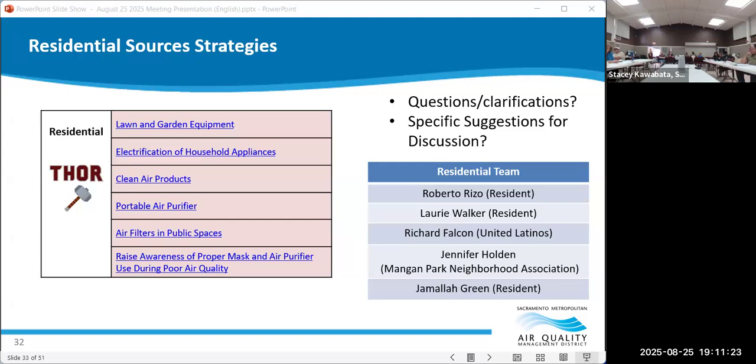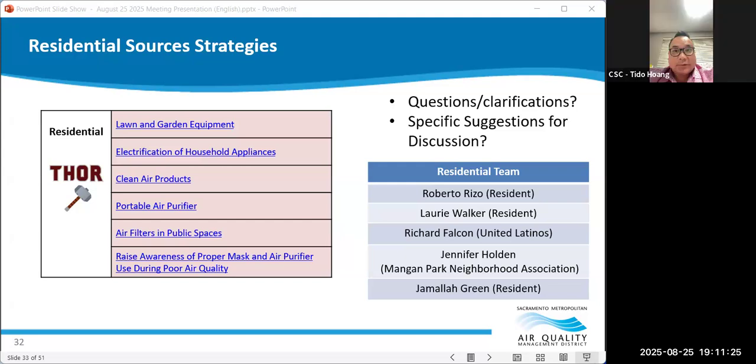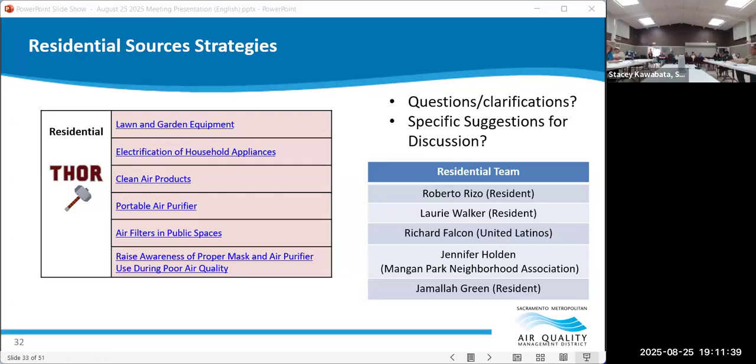I'm sorry, Tito, I missed your hand. Go ahead, Tito. It's okay. I appreciate you guys. Real quick, big topic: gas stove versus electricity. Did we miss talking about that? I believe that's part of the feasibility, and Paul is nodding. So that will come into play later.